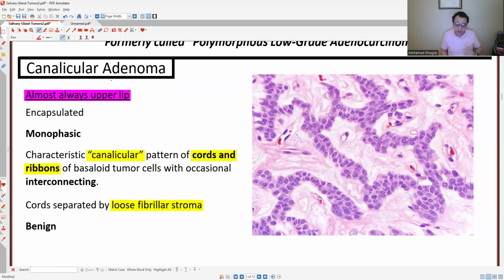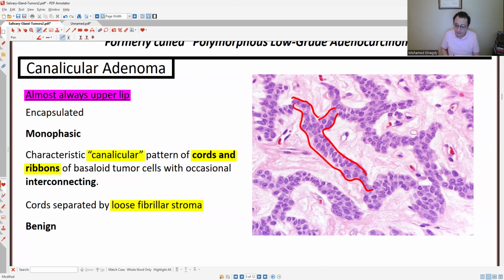Canalicular carcinoma, the next entity. Canalicular carcinoma, you see blue cells, the blue cells make canals. You know, it's like when you in geography, when you draw a canal, you draw it like this. It's like a branching canal.